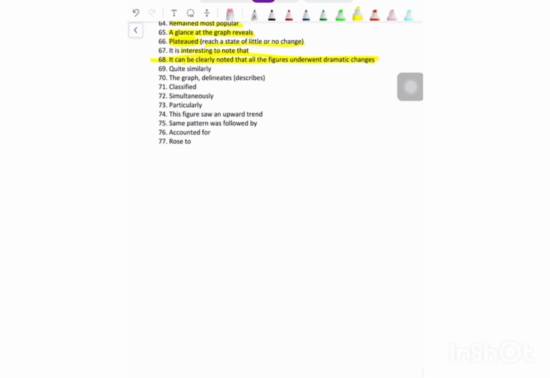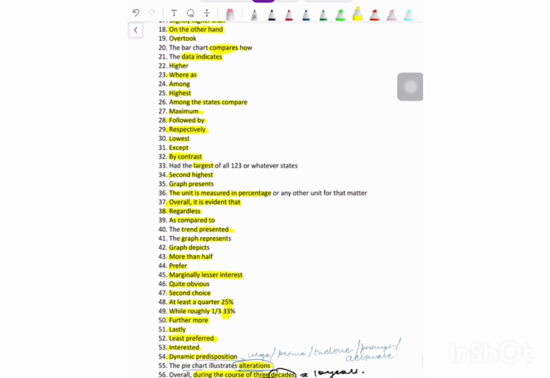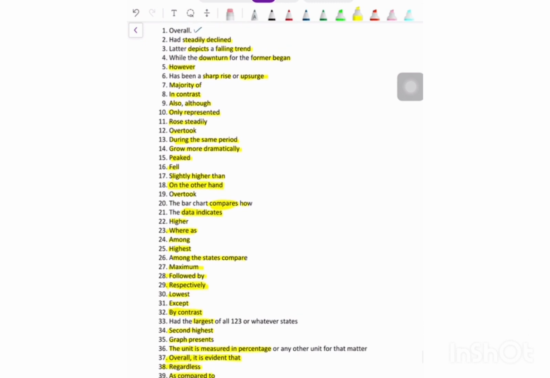Then quite similarly, the graph delineates or the graph describes, classified. Simultaneously is also a good linker. Particularly, this figure saw an upward trend. The same pattern was followed by the people in Australia, accounted for, and the list goes on and on. So these are a few of the reading paragraphs that I have come across, and I noted down all the lines that I would not have written myself, and that is something I learned from them.